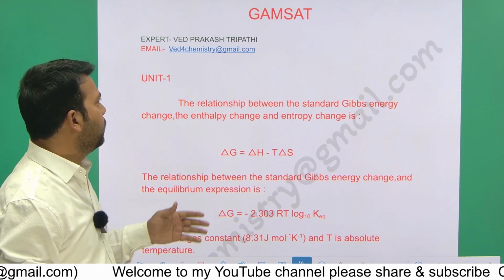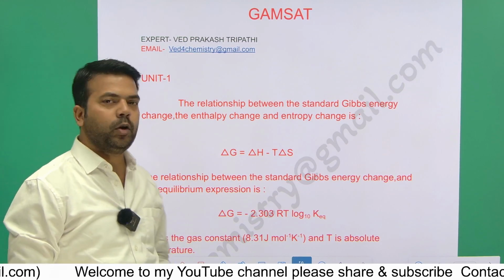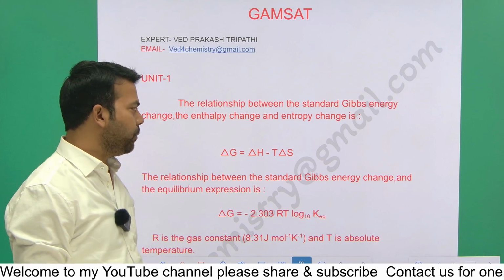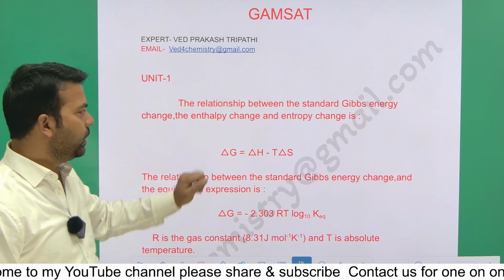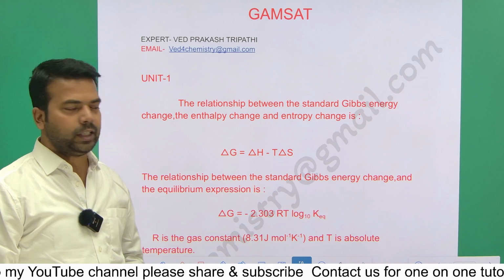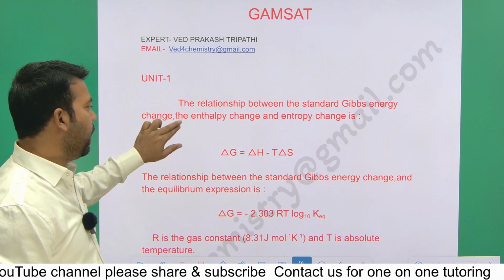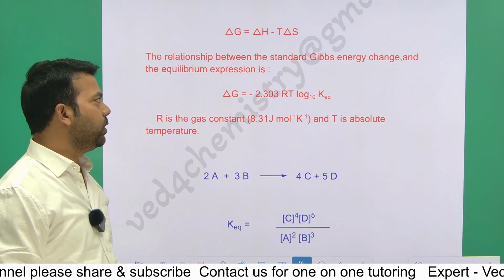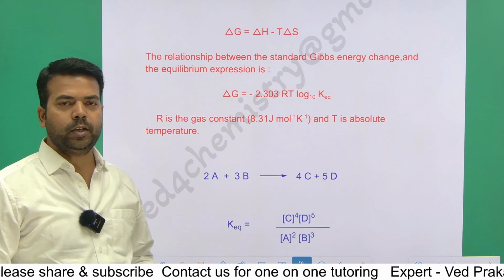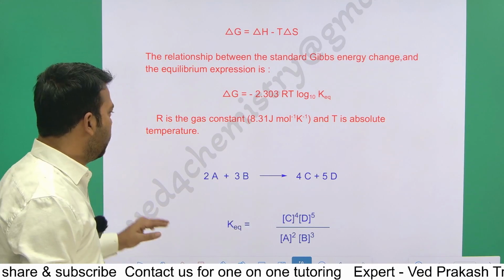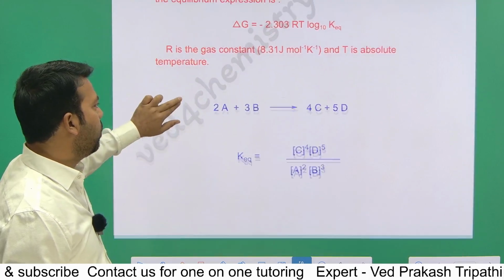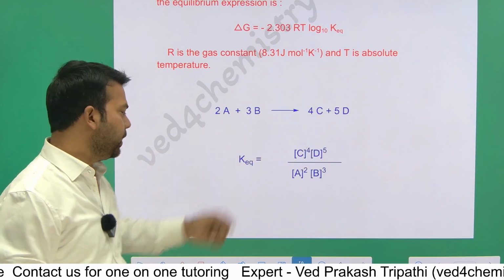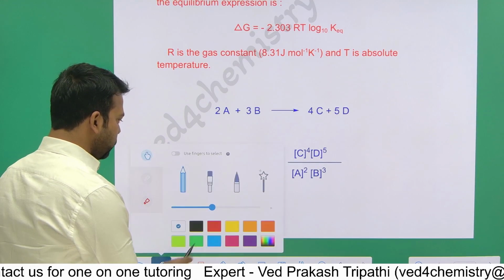So here we have some information. It's talking about the Gibbs free energy relationship with enthalpy and entropy with absolute temperature. As you can see, delta G is equal to delta H minus T delta S, and here we have another equation in which delta G is equal to minus 2.303 RT log K to the base 10, K equilibrium. And here we have an expression for how to write down the K equilibrium, and we know that this is the product and this one is the reactant.